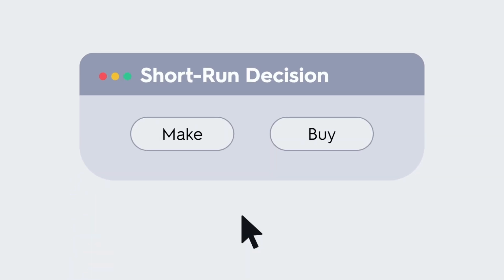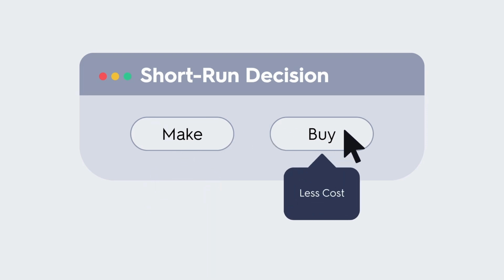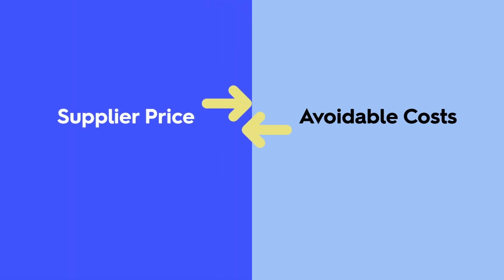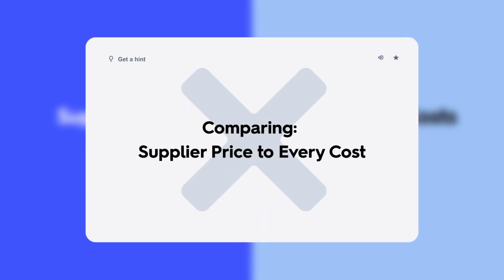Now let us apply the same thinking to a different short-run decision. Make or buy. Suppose a company makes one component in-house, but a supplier offers to provide that same part for less than the full internal cost on paper. The key is to compare the supplier price with the costs the company can actually avoid. If some internal costs will remain either way, they are not relevant to this choice. That means managers should not compare the supplier price to every cost listed in the accounting records.